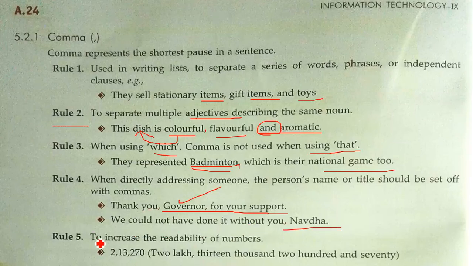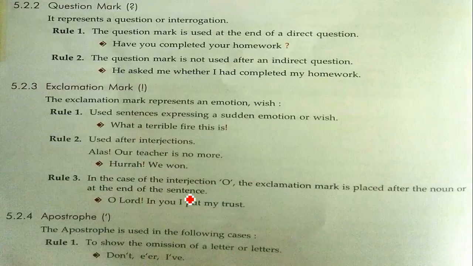To increase the readability of numbers, we can write 213,270 or we can say 2,13,270. So here we can use commas.